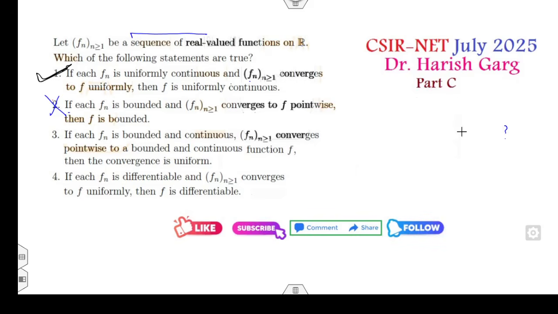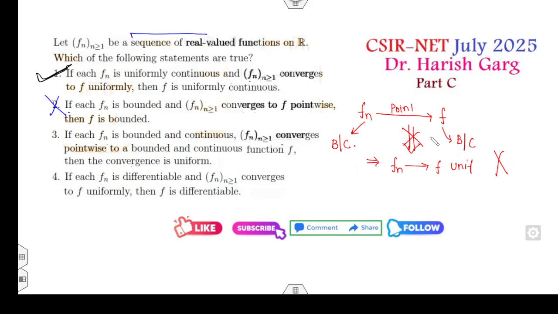Look at the third option. f_n converges to f pointwise. f_n is bounded and continuous. Then you can say f is also bounded and continuous. Can you say f_n converges to f uniformly? That's wrong, because pointwise doesn't imply uniform convergence. Uniform convergence implies pointwise convergence.